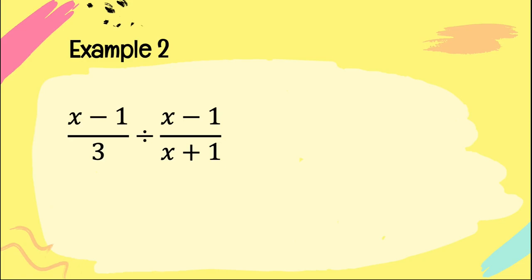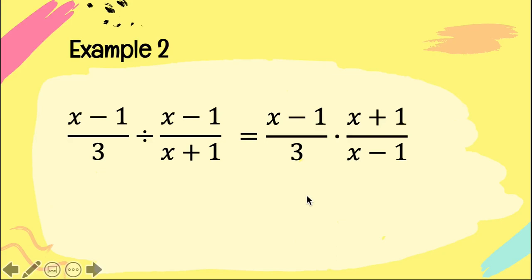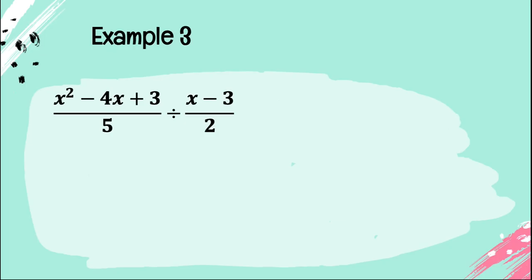We have x minus 1 over 3 divided by x minus 1 over x plus 1. So again, write the equivalent multiplication statement. So that will be x minus 1 over 3 times the reciprocal of the second fraction, which is x plus 1 over x minus 1. So we can cancel x minus 1 as the common factor, and then the remaining will just be x plus 1 over 3, and that will be your final.